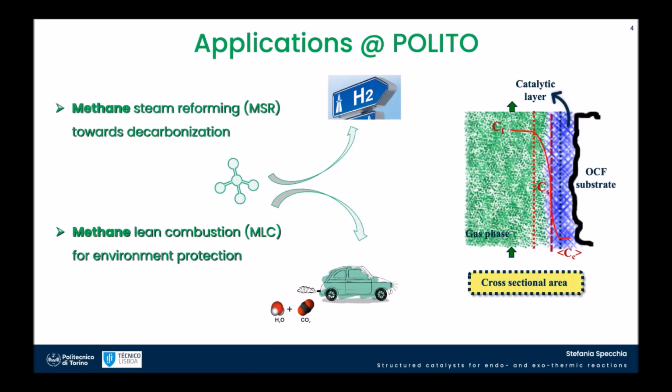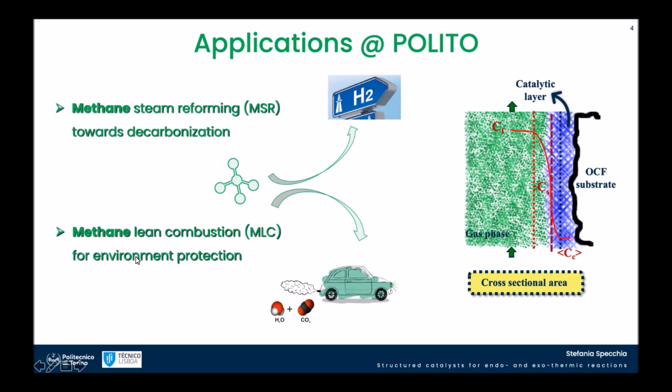And the two applications that we are studying at POLITO are, on one side, methane steam reforming, which is an interesting reaction in the concept of decarbonization, because with methane steam reforming, we are producing a syngas, so CO and hydrogen, and thanks to further purification, we can also reach a pure hydrogen stream. And the other reaction is lean methane combustion.